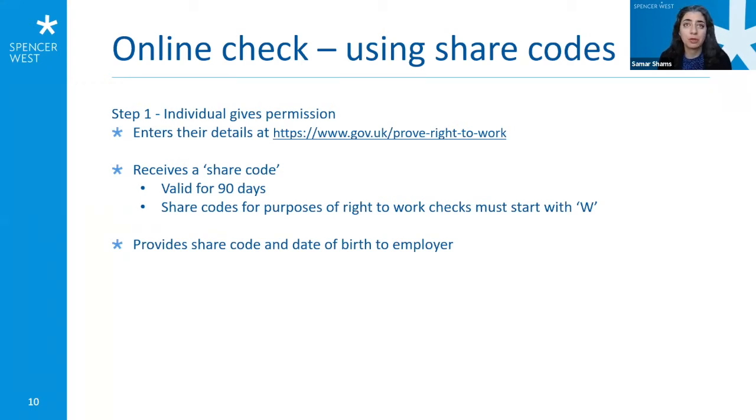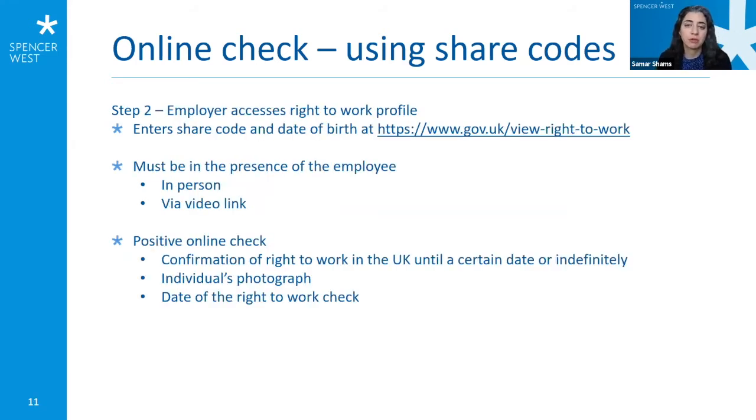If they then generate that share code, they need to provide it to you and provide you with their date of birth. And then you can undertake step 2, which is to access their right to work profile online. So you go to the gov.uk page with the URL ending in view-right-to-work, and you enter the share code and their date of birth there. Now, when you do this, you have to be in the presence of the employee. That can be in their physical presence, or it can be via a video link.